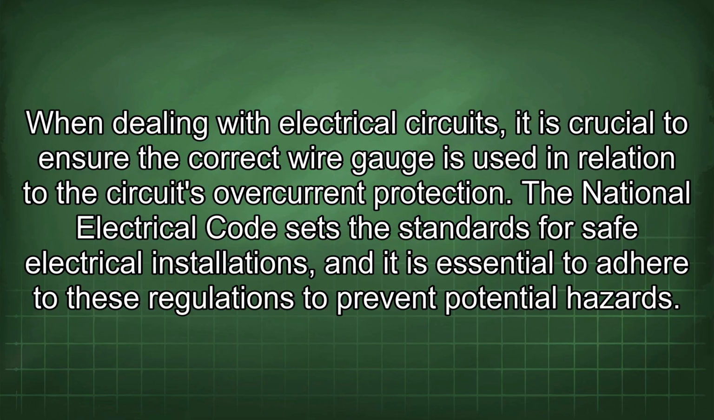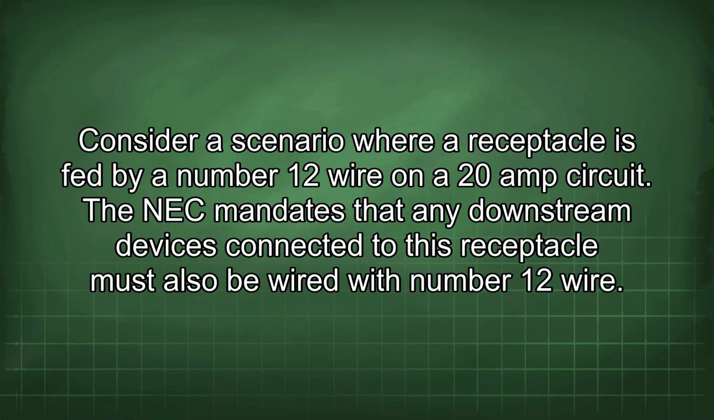When dealing with electrical circuits, it is crucial to ensure the correct wire gauge is used in relation to the circuit's overcurrent protection. The National Electrical Code sets the standards for safe electrical installations, and it is essential to adhere to these regulations to prevent potential hazards. Consider a scenario where a receptacle is fed by a number 12 wire on a 20 amp circuit.